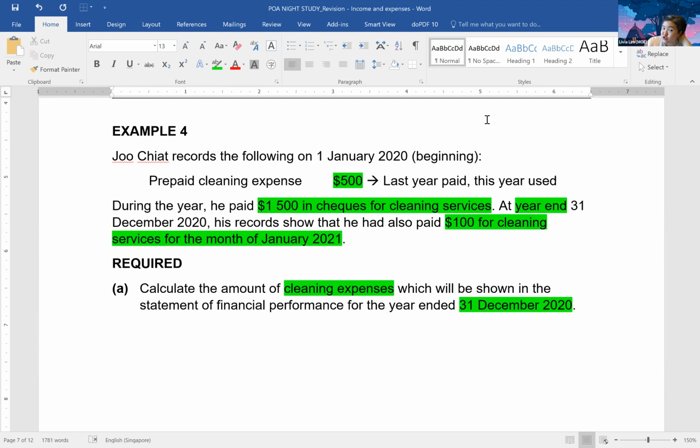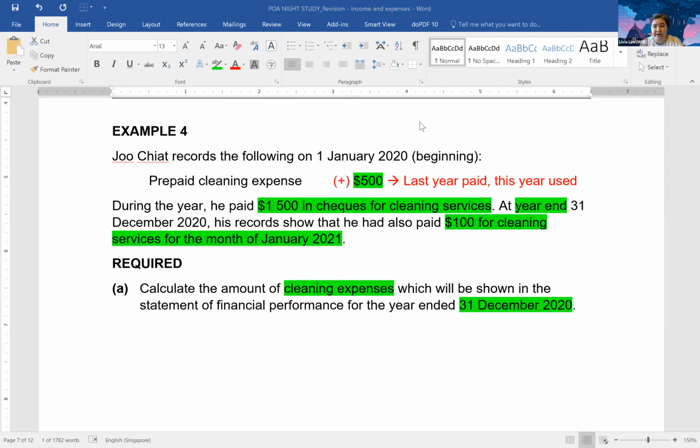All right, okay, I will go through now. So firstly, this $500. Last year you paid it, because it's at the beginning of the year, you discover you have $500 prepaid cleaning expense. Last year, you paid this amount. This year, you use this amount. Since you use it this year, you should be recording it as a plus this year.